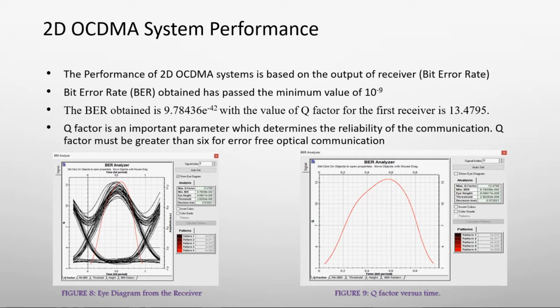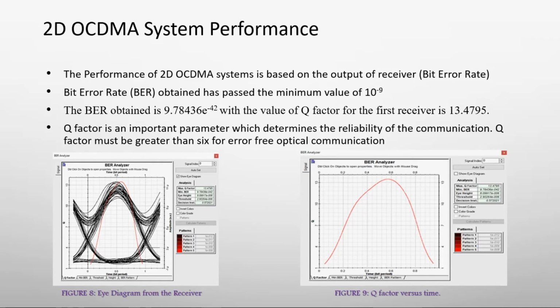Here is the 2D OCDMA system performance. The performance of the 2D OCDMA system is based on the output of the receiver bit error rate, BER. The BER obtained in the OptiSystem simulation has passed the minimum value of 10 to the power of negative 9.